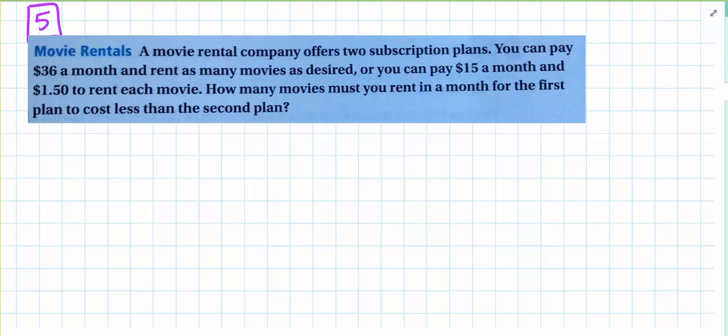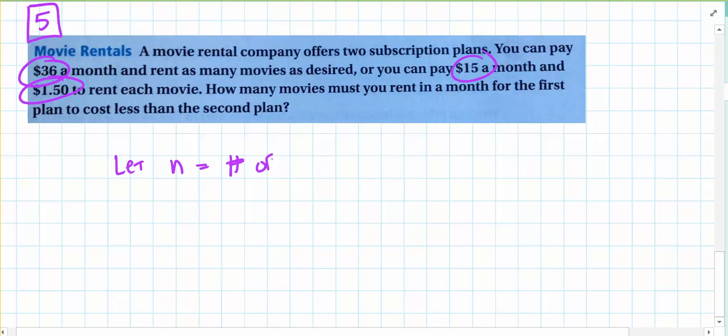Okay, so here's a relatable word problem that involves inequalities. So a movie rental company offers 2 subscriptions. You can pay $36 a month right off the bat and watch as many movies as you want, or you can pay $15 a month plus $1.50 each rental. Question is, how many movies must you rent in a month for the first plan to cost less than the second plan? Okay, so first of all, let's define a variable. Let's let n equal number of movies that we rent in 1 month.